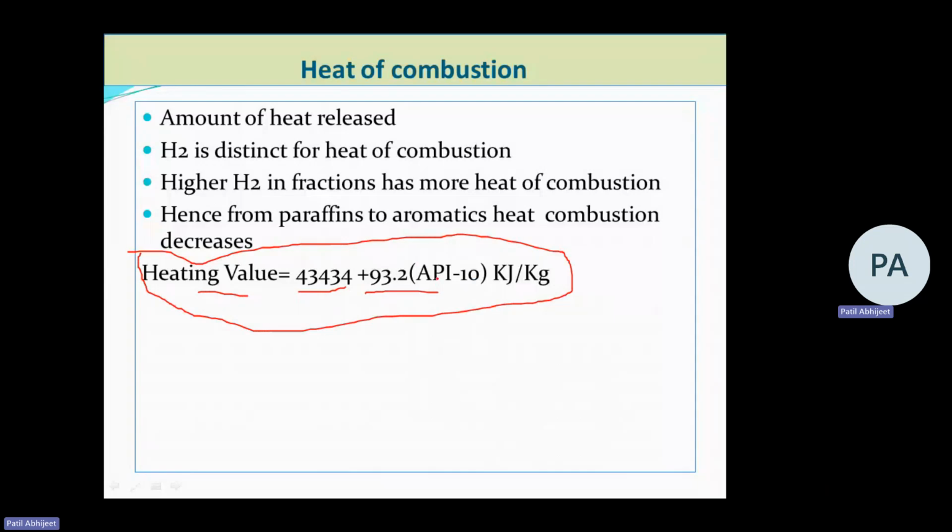The equations for calculating the heat of combustion for other substances or non-petroleum substances are different. These are empirical equations on which a lot of researchers have worked, and they have formulated those equations. So this was regarding the heat of combustion.